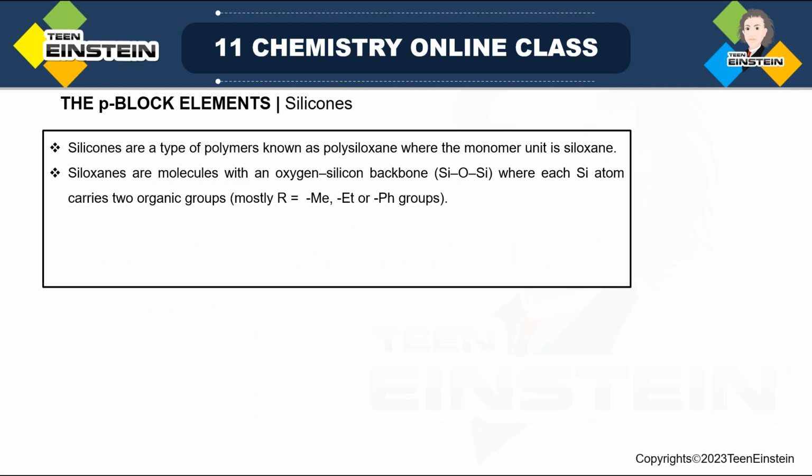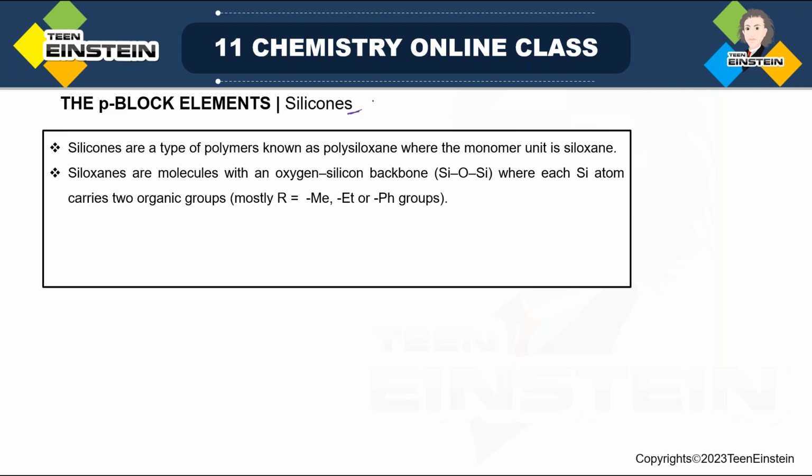After finishing silicon tetrachloride, the next compound is silicone. Now look at the spelling. It is not silicon. Silicon is S-I-L-I-C-O-N, but it is silicone, and not just silicone. Here it is written in plural form. That means there may be different types of silicone. So that is why we are saying silicones.